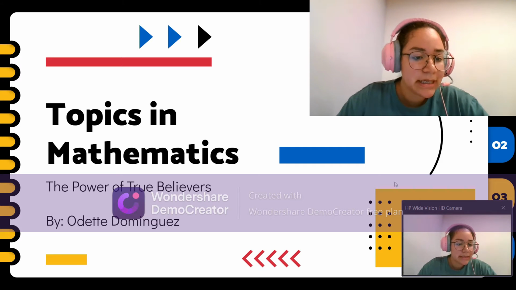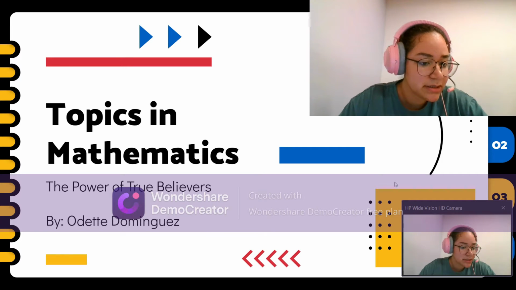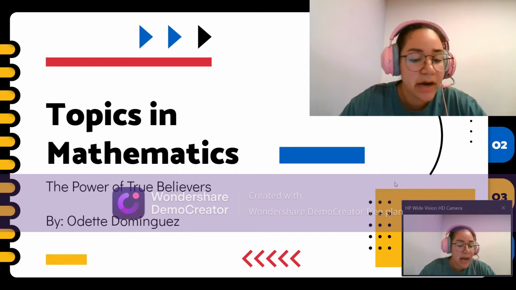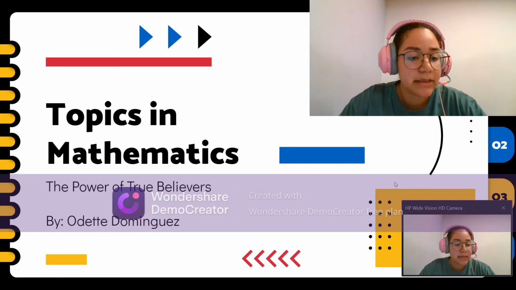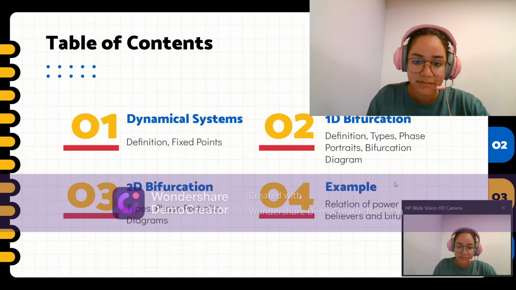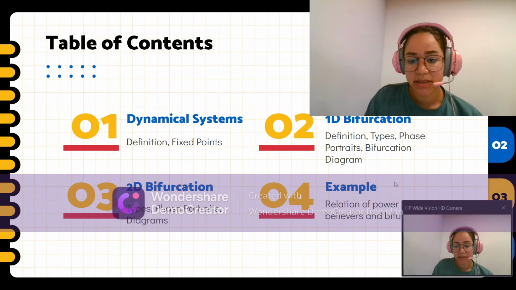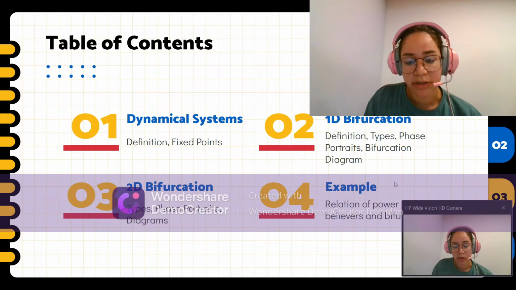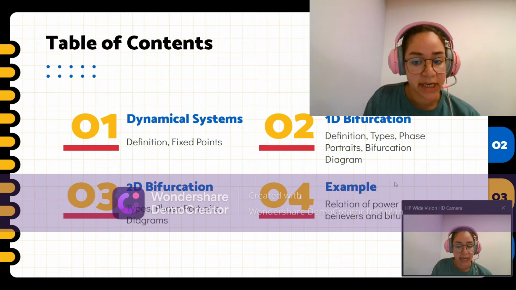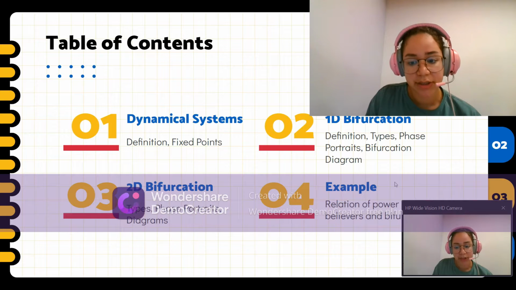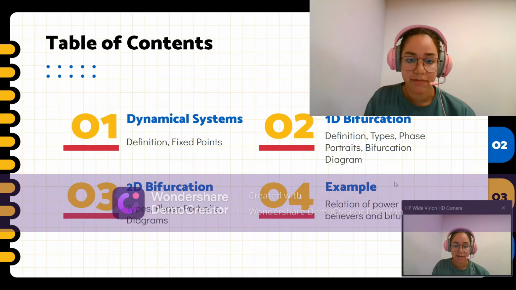Hello, everyone. Today in this presentation, I will be presenting the power of true believers in topics in mathematics. So here's the table of contents. First is dynamical systems, a little background. Then we're going to more specific with 1D bifurcation. Then even further with 2D bifurcation, and then the example I have planned.